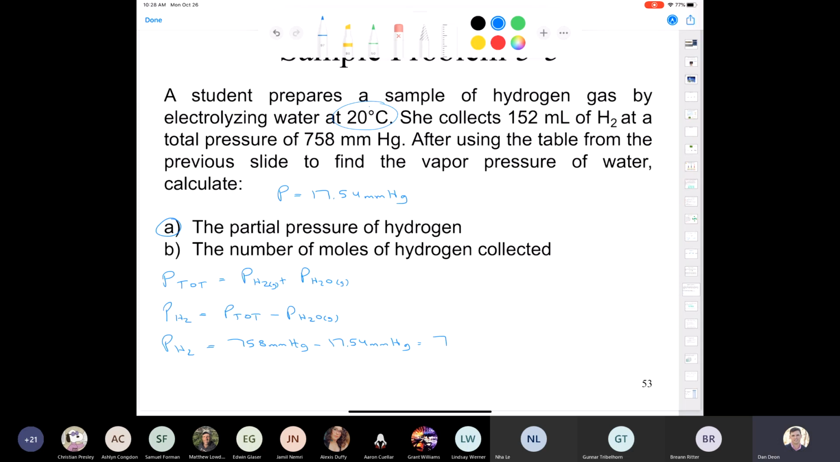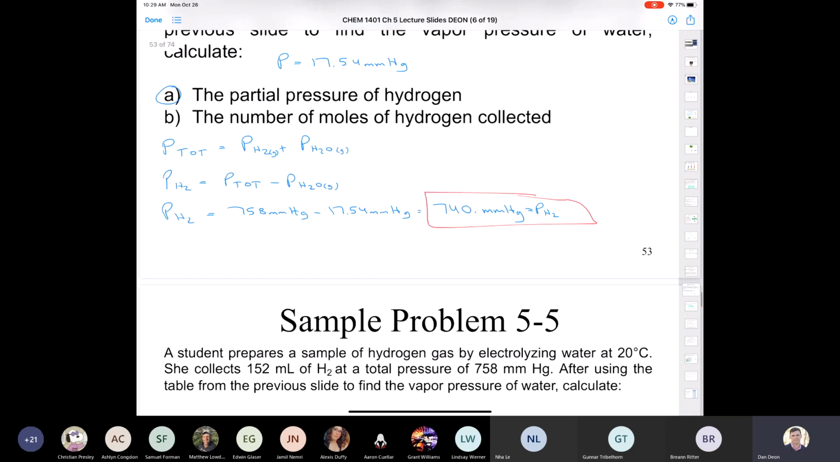Put 740, the decimal. Millimeters of mercury, like that. So that is equal to the pressure, or the partial pressure of our hydrogen. Okay, now we want to figure out the number of moles of hydrogen collected.